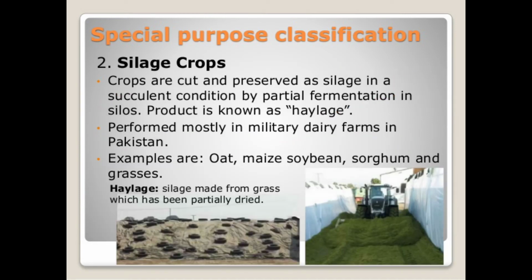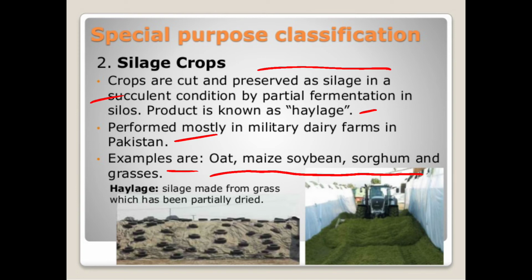Then silage crops. Crops are cut and preserved as silage in a succulent condition by partial fermentation in silos. The product is known as silage. This is performed mostly in military dairy farms in Pakistan. Examples are oat, maize, soybean, sorghum, and grasses. Or haylage: haylage is silage made from grass which has been partially dried. The dried part is called hay.